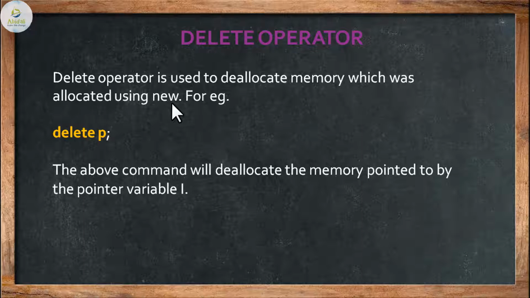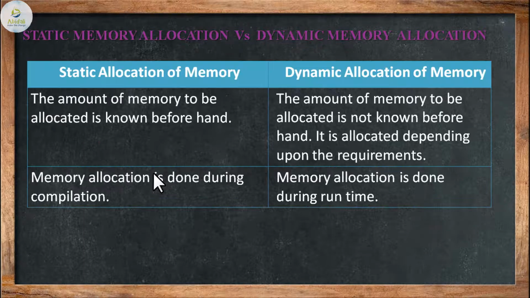So you have to deallocate the memory if it is out of scope. So delete p, that is, delete followed by the pointer name. The command will deallocate the memory space pointed to by the pointer variable. Okay, p we have used there.